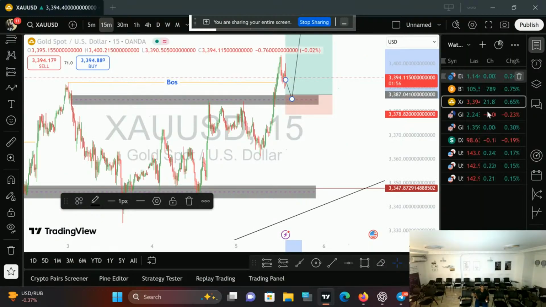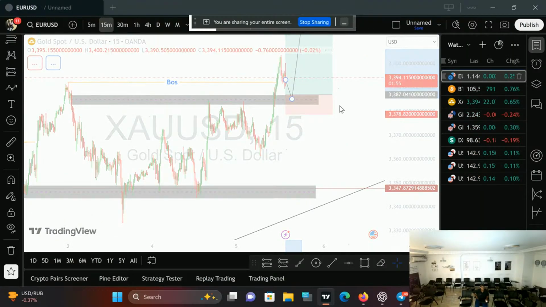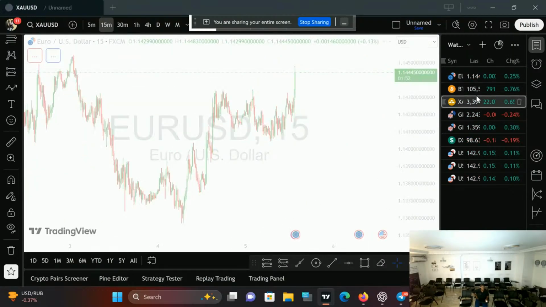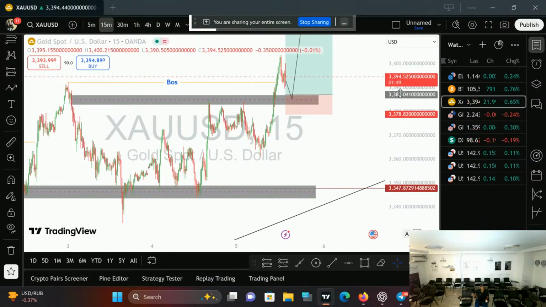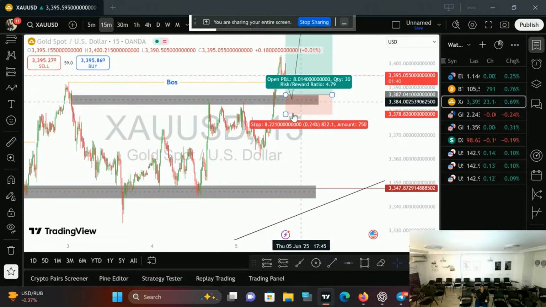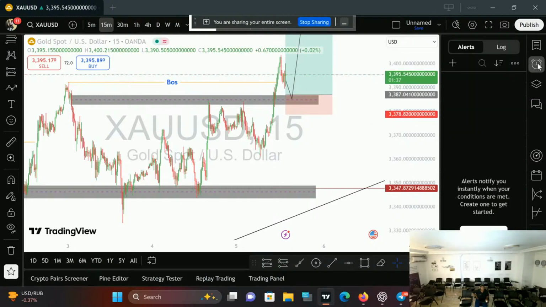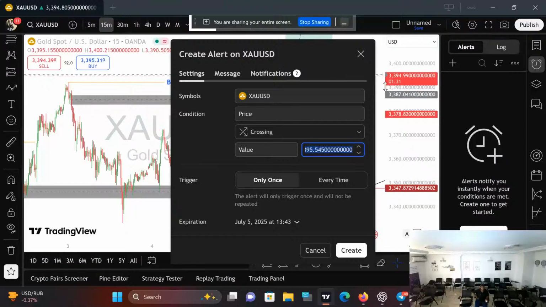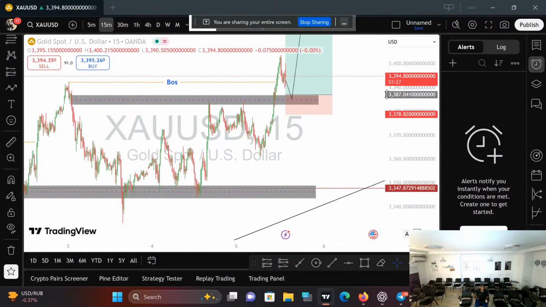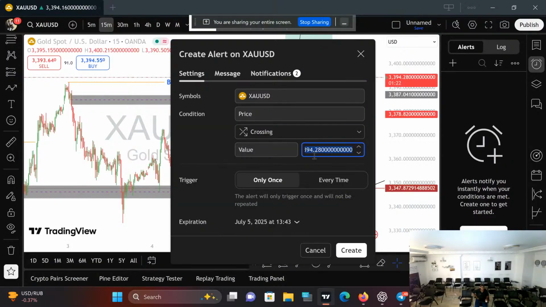Then I'm going to move to Euro USD, or let's put an alarm so that when the market gets to this point, it should tell us that the market is at this point, so we can enter for this trade. Let's create an alarm. Okay, let me check the price. 3387. Let's create an alarm for that level.